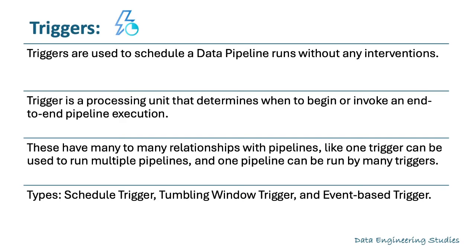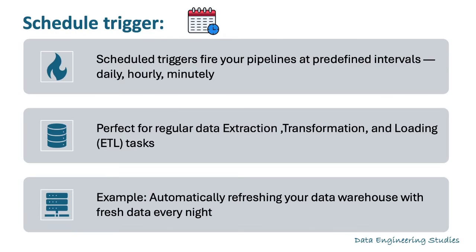Triggers are used to run a data pipeline without any interventions. Trigger is a processing unit that determines when to begin or invoke an end-to-end pipeline execution. Triggers have a many-to-many relationship with pipelines. That means that one trigger can run multiple pipelines and one pipeline can be run by many triggers. Triggers can be classified into three types: schedule trigger, tumbling window trigger, and event-based trigger. In this video, we are going to see schedule trigger.